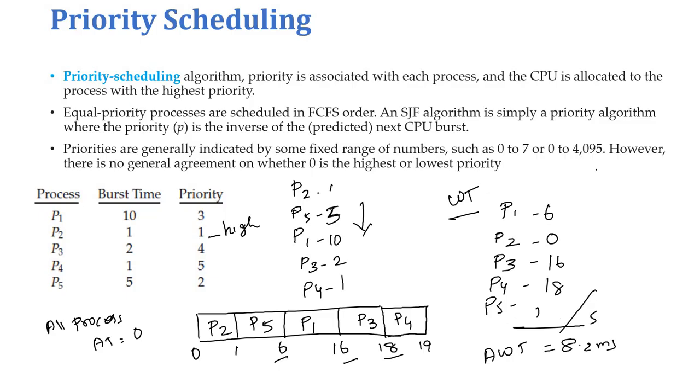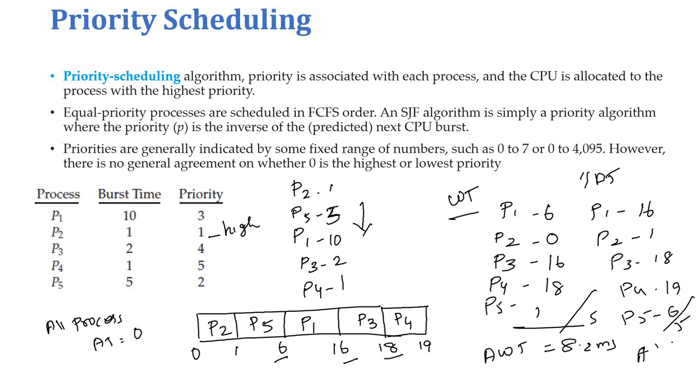Similarly, we need to calculate the turnaround time. It is based on the completion time. P1, when it is completed, is 16. P2, 1. P3, 18, P4, 19 and P5, 6. You can add them and divide by 5, and that is your average turnaround time. Like that we need to calculate.